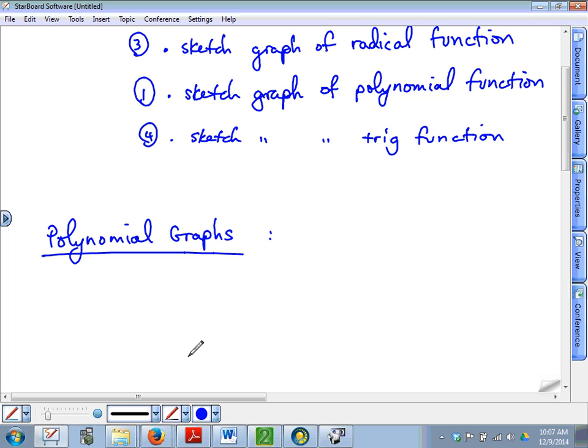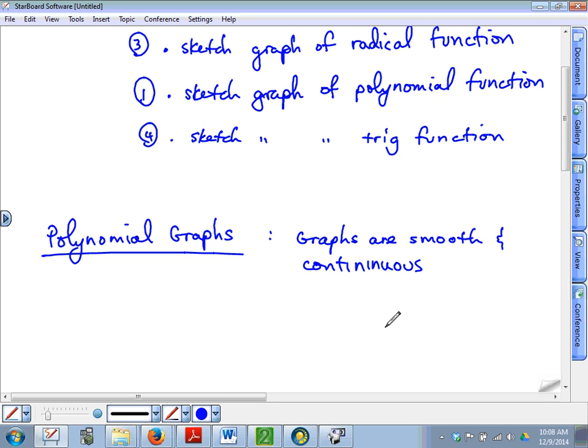Before we even start sketching a polynomial's graph, this is something we talked about last year in pre-calc. I don't know if we mentioned it this year, but a polynomial's graphs are smooth and continuous. The graph of a polynomial is smooth.